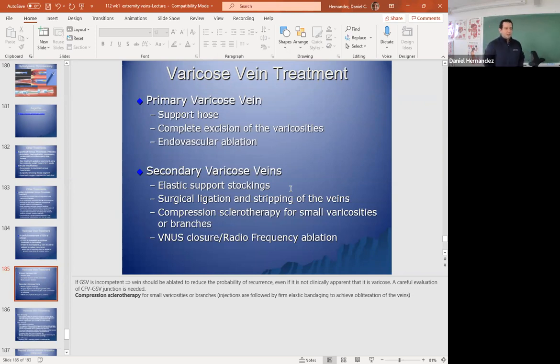If it's secondary varicose veins, again, they may try support stockings. Patients may have to undergo surgical ligation and stripping of the veins involved. Compression sclerotherapy for small varicosity branches, or a new or potential radiofrequency ablation.